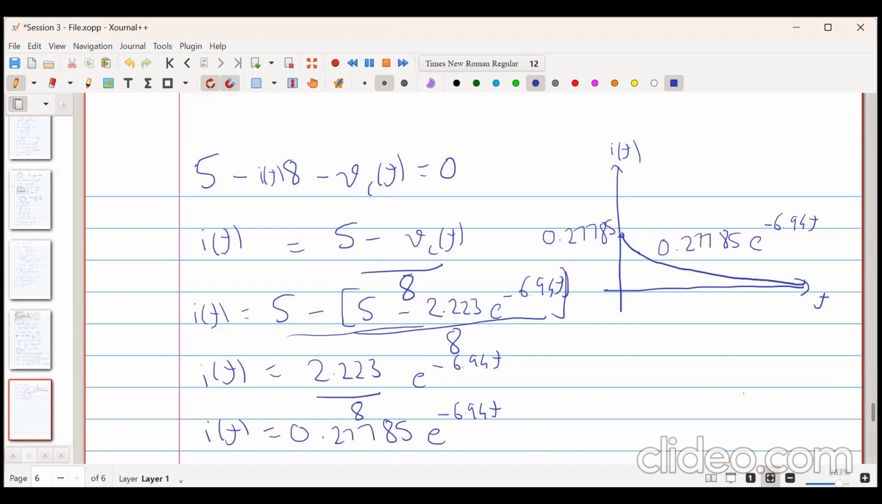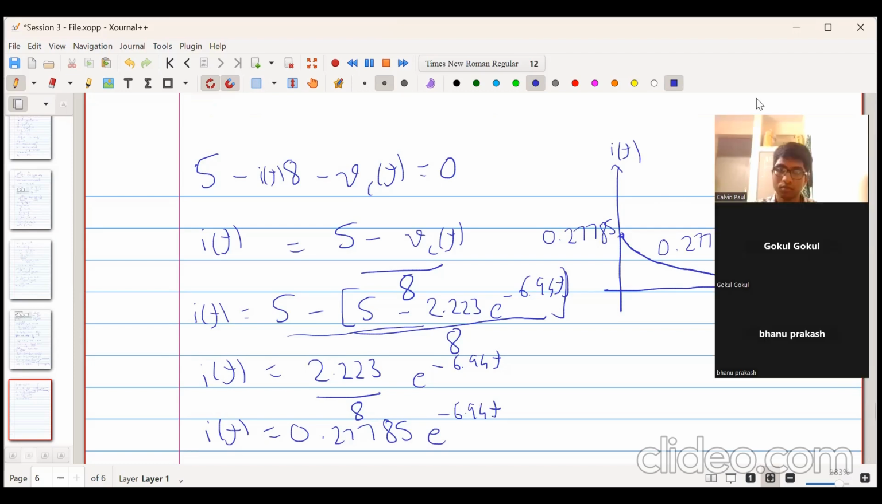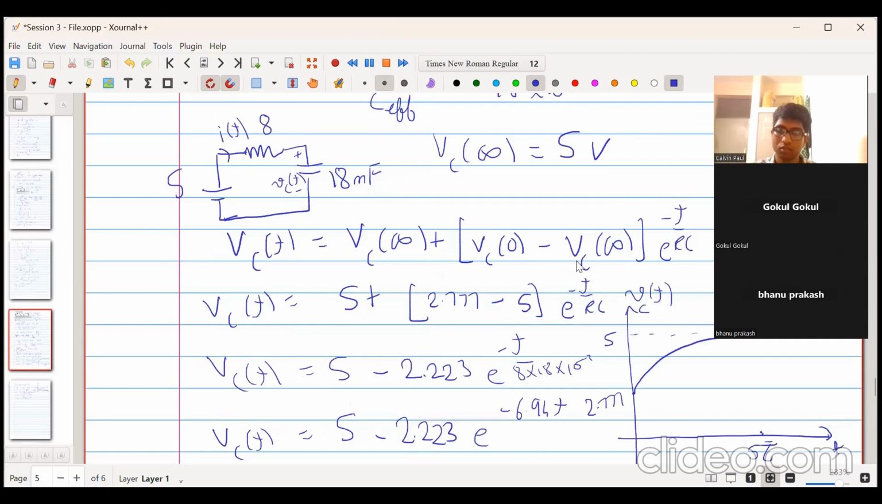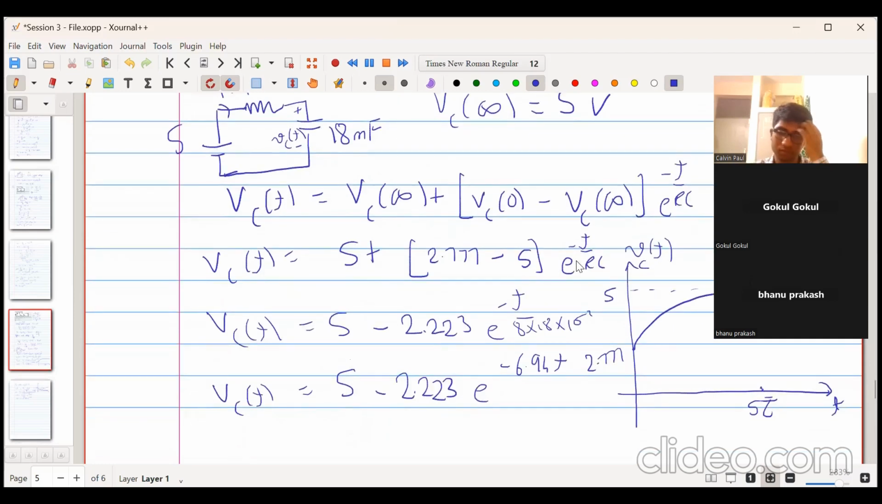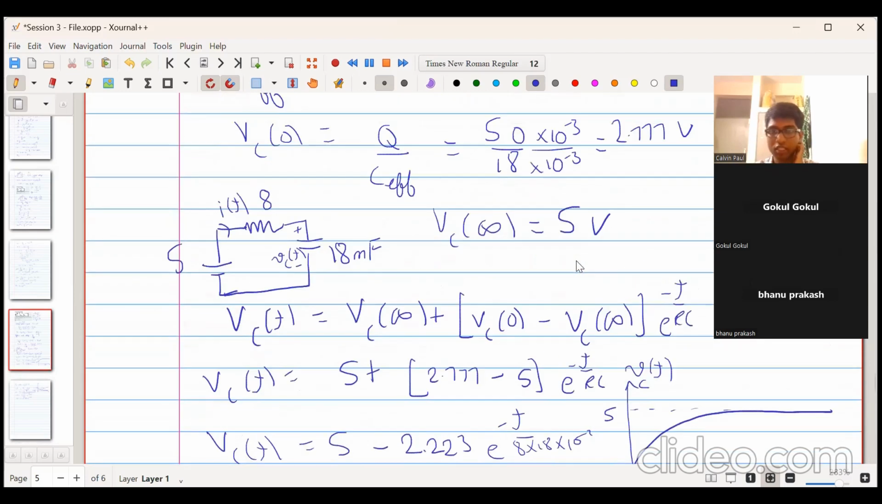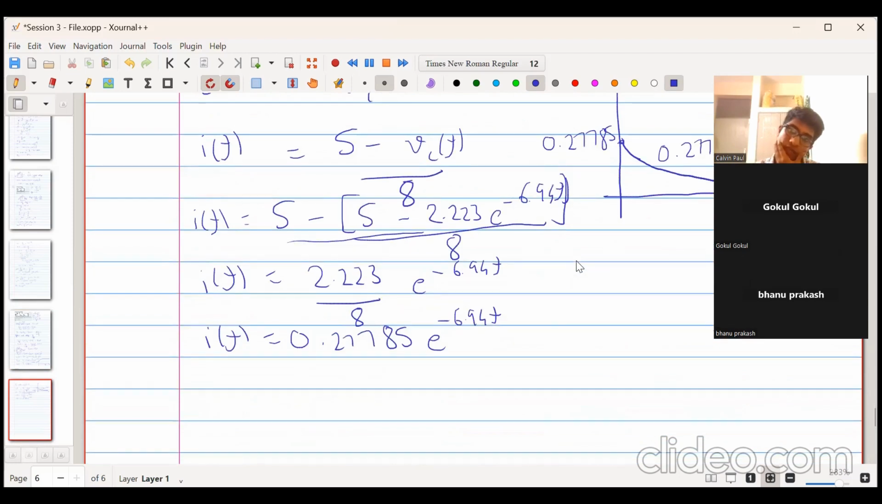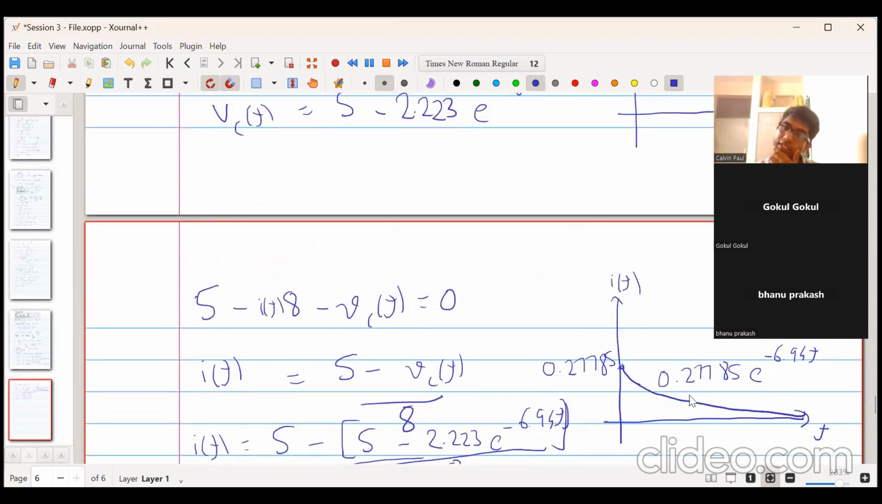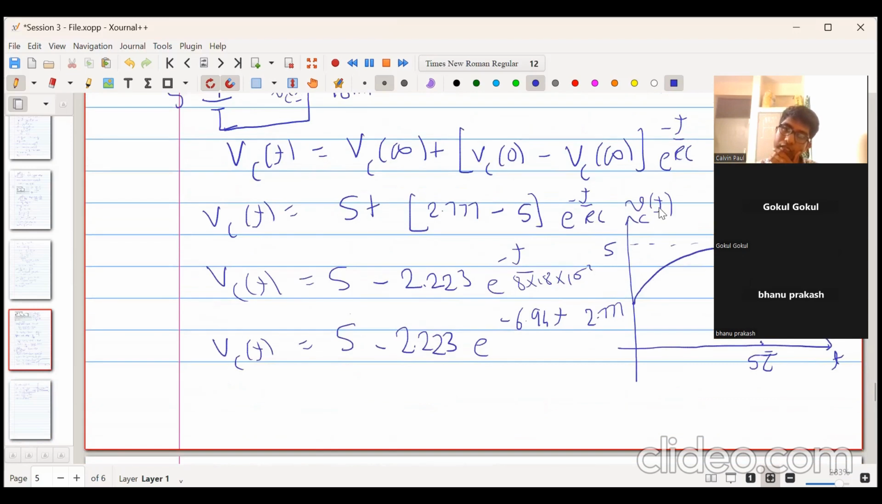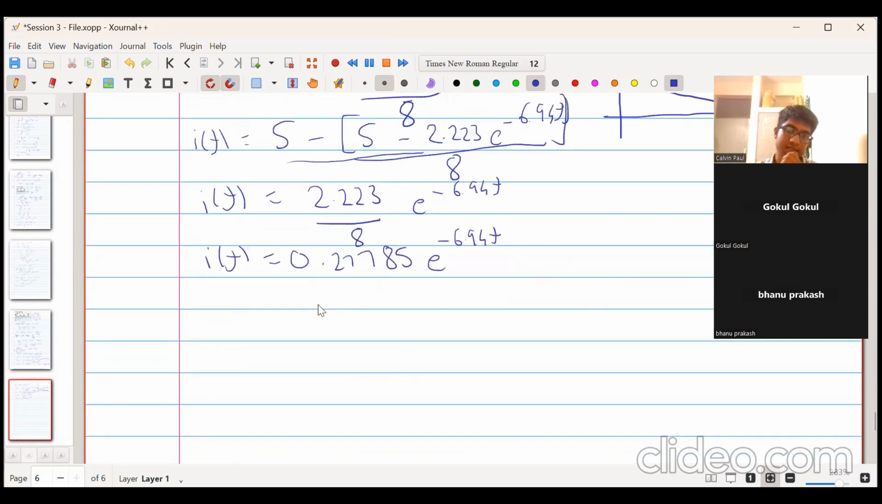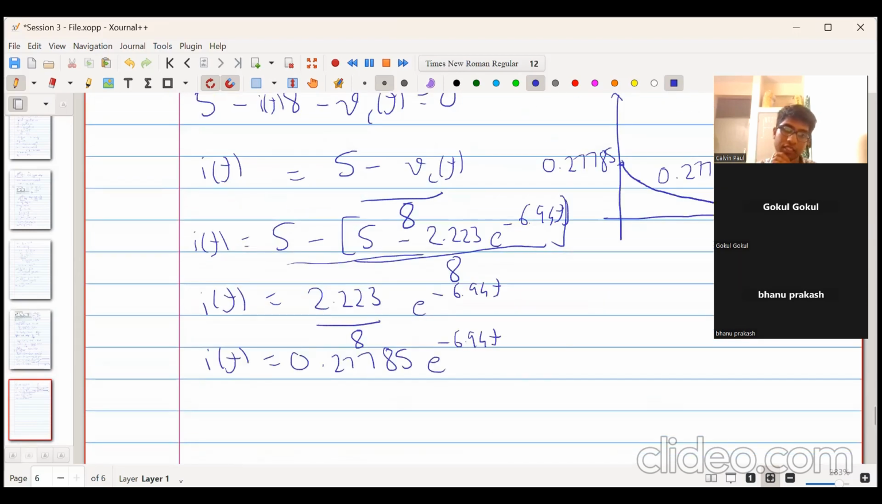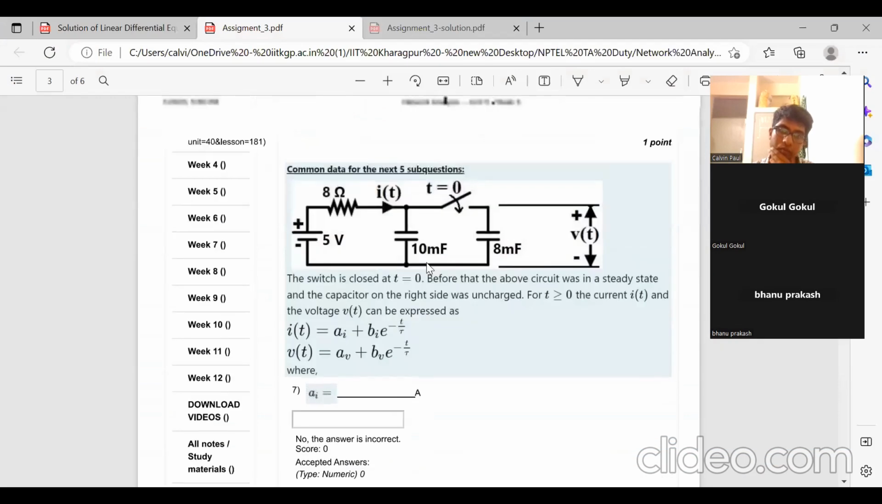So any doubts in this? No, sir. Okay, so these are the graphs of the capacitor voltage and the inductor current. The inductor current has an exponential decay, and the capacitor voltage has 1 minus e raised to something. So it comes in this form, and this is how we have got the capacitor voltage and current equations.